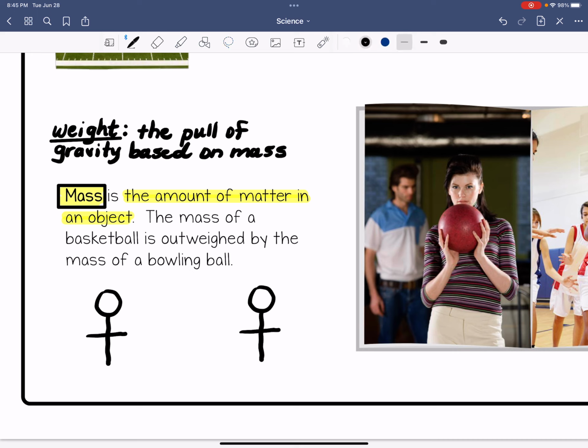But would you believe me if I told you that on Earth, Neil Armstrong weighed 180 pounds? Now, I don't know if this is true. I'm just picking a number at random. But if Neil Armstrong weighed 180 pounds on Earth, I can tell you that on the moon, if he had stepped on a scale, it would have registered only 30 pounds.